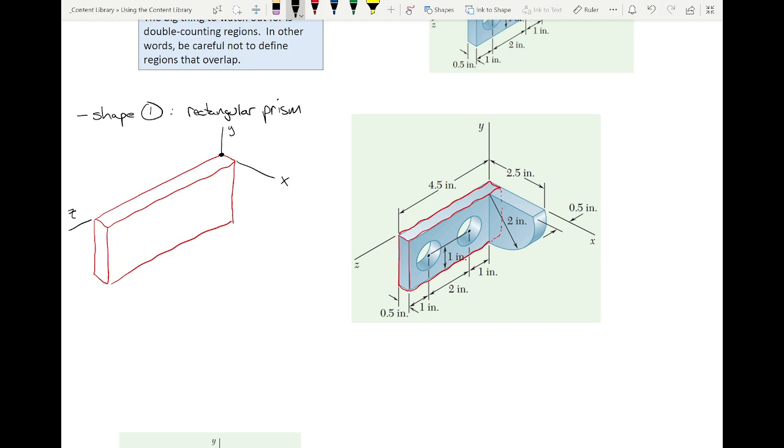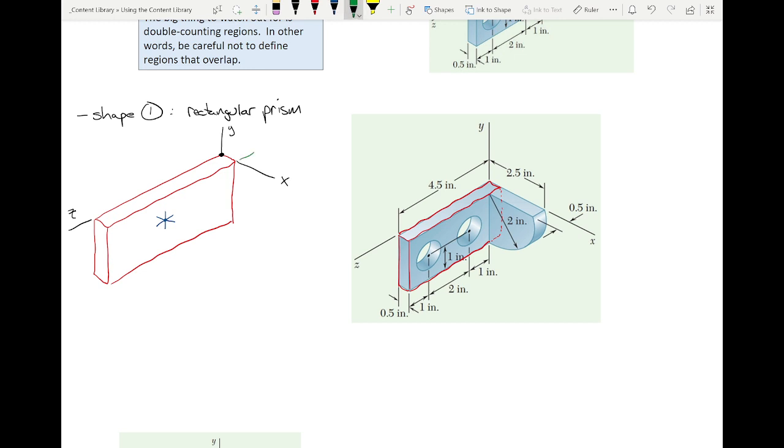Here's the coordinate system. I made it a point to indicate where the origin is, because we need to construct not just our volumes, but the X, Y, and Z coordinates of the centroid of this region. So the centroid, we're going to say, is like right here. Something like that. That's where the centroid is. We're going to see if we can figure that out.